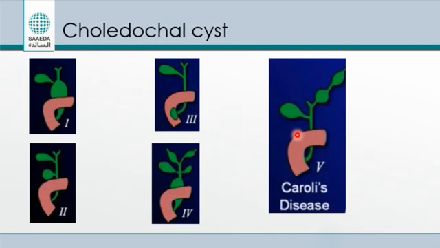Just a very rapid review of the choledochal cyst. Type 1 is dilated common bile duct. Type 2 has some sort of diverticulum from the common bile duct. Type 3 has a choledochocele bulging into the duodenum. Type 4, like we saw in the previous slide, has multiple intrahepatic liver cysts with dilated CBD. And type 5 is Caroli's disease, which is normal CBD with multiple dilated intrahepatic biliary ducts.